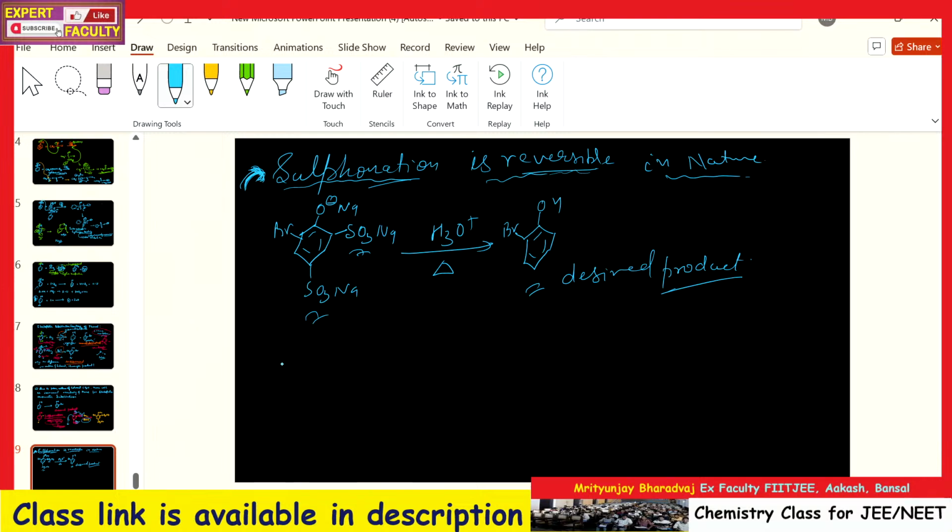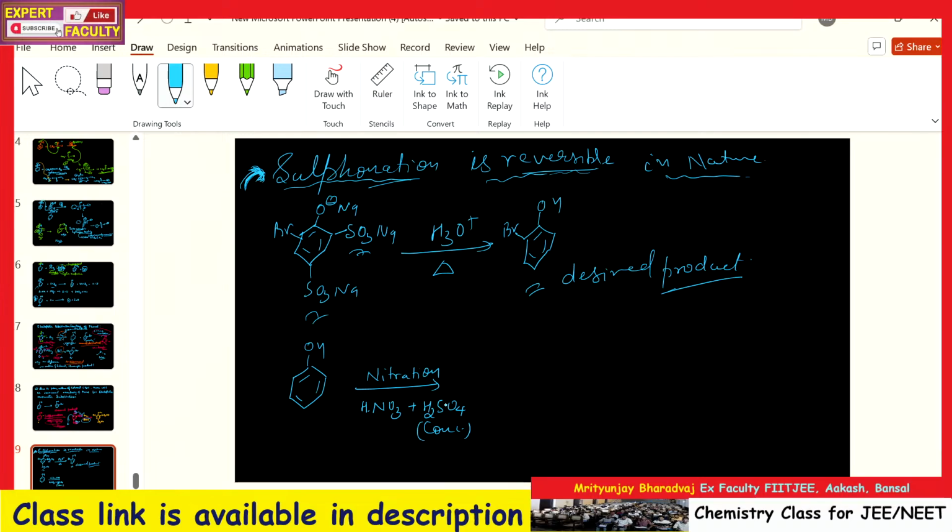Now if we do nitration, we take phenol and nitration. What is the reagent for nitration? HNO3 plus concentrated H2SO4. Very good.